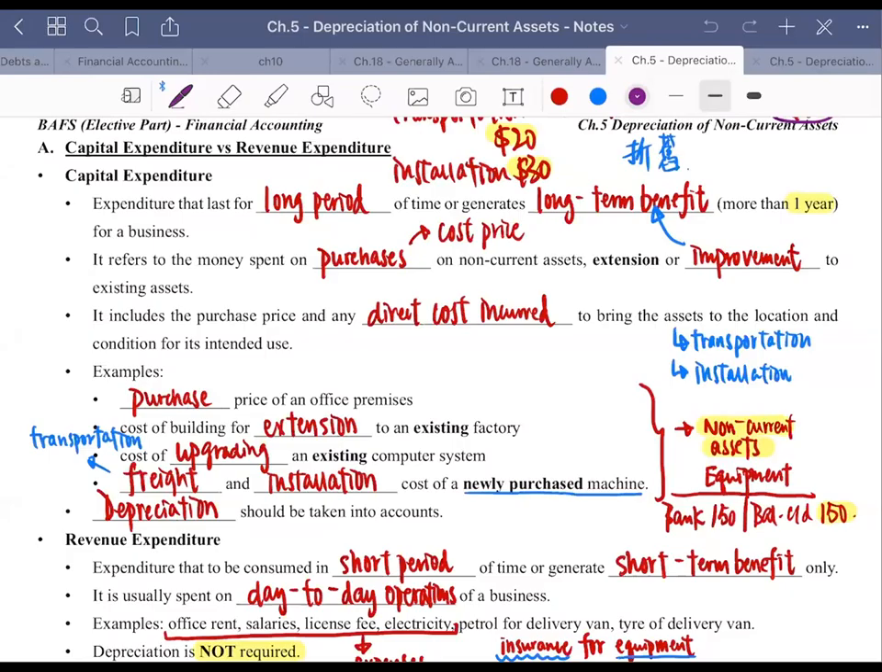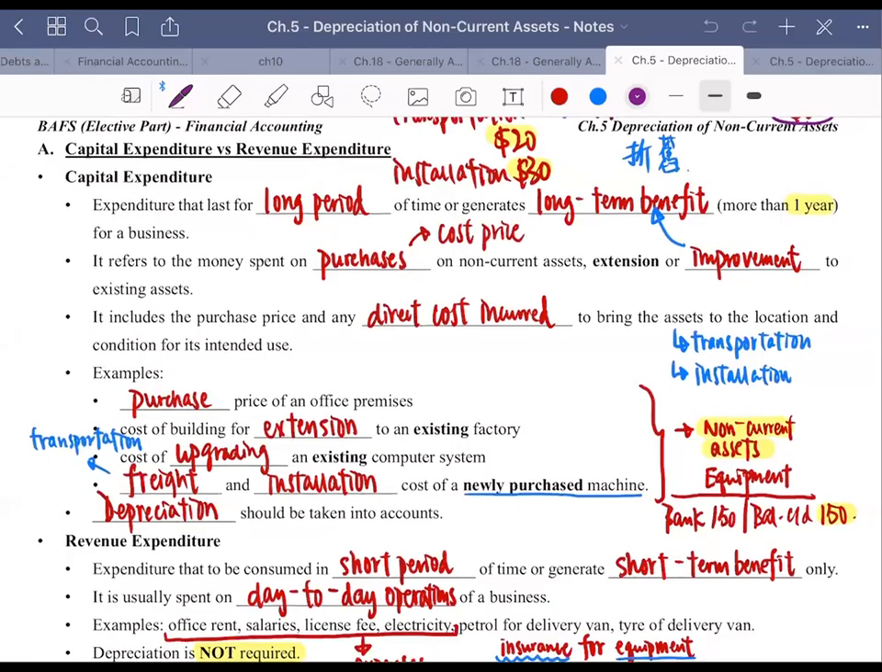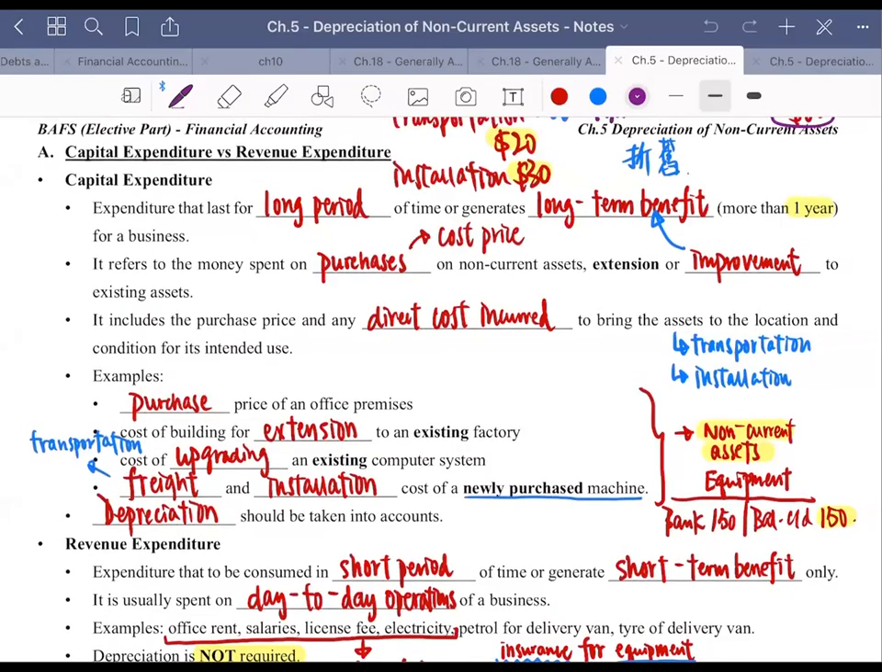Last time we talked about the depreciation of the non-current assets, and firstly, we talked about how to categorize the capital expenditure and the revenue expenditure. The capital expenditure would be included as part of the cost of our non-current assets, and therefore we are going to provide depreciation for them, while the revenue expenditure would be charged as an expense directly.